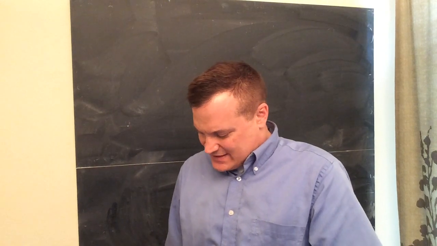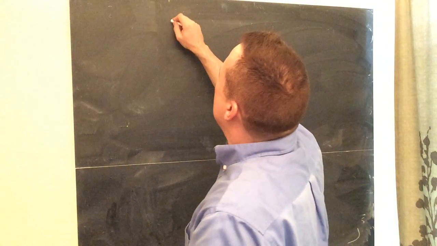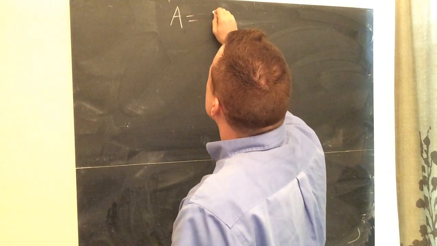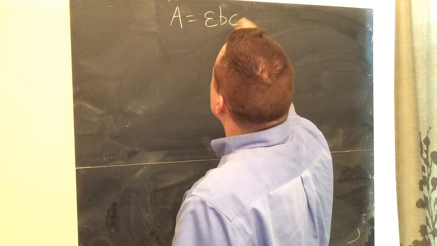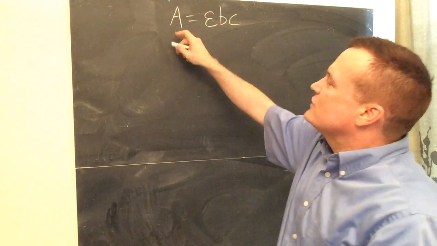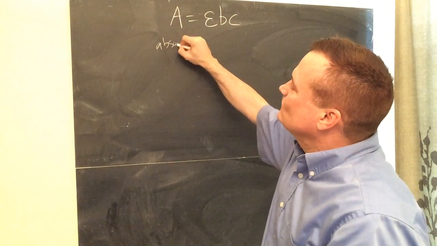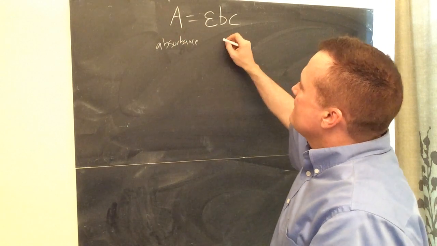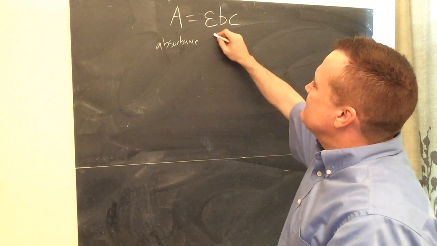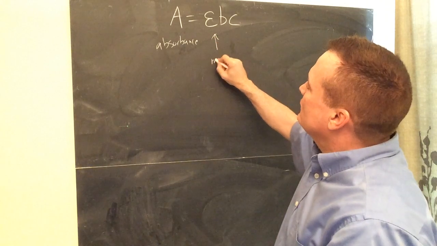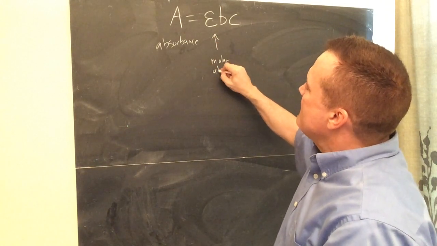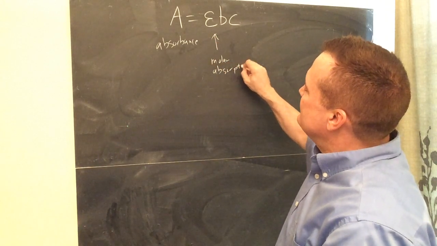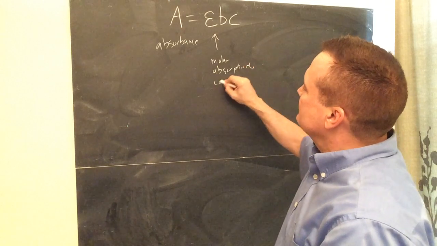Well, anyway, the way it works, what in the world is this? First, I'll show you the equation for Beer's law. It looks like this. This is called absorbance, A, is equal to ABC. This is called the molar absorptivity constant.